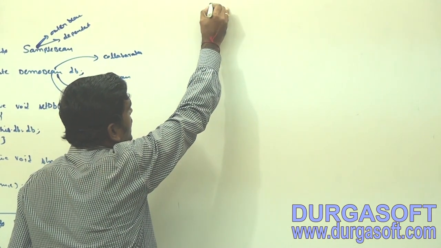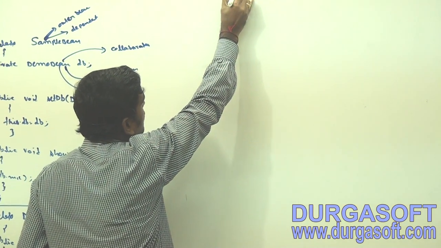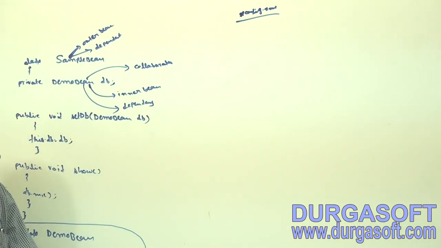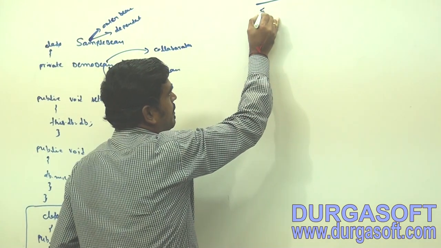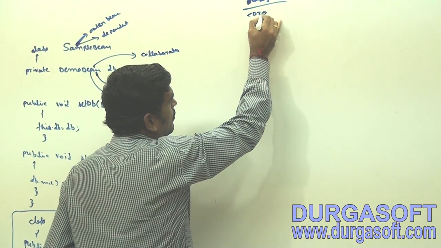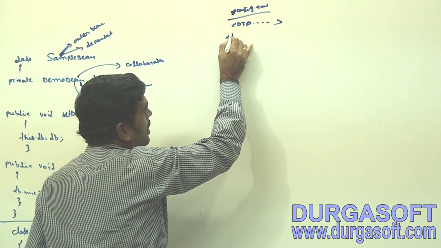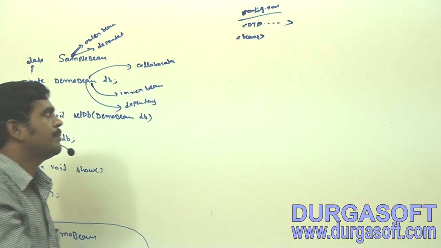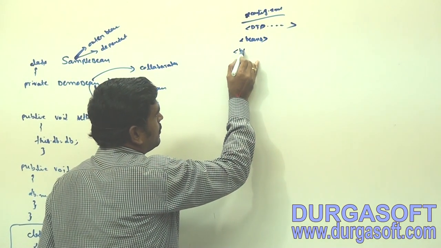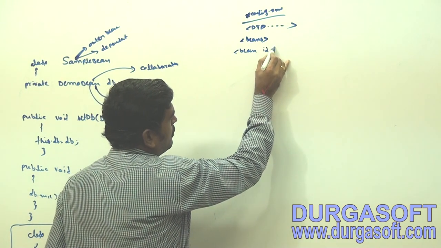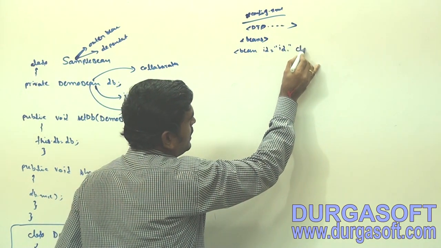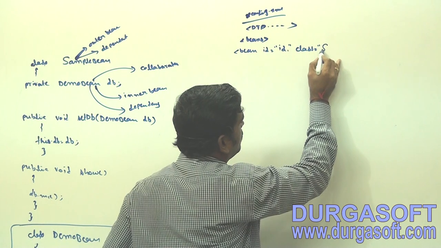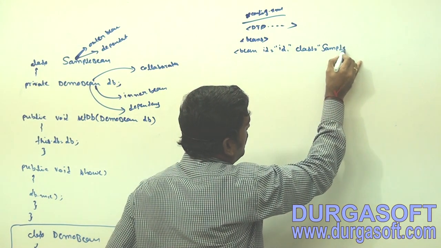This is the Spring configuration file, spconfig.xml. Under that, first of all, the DTD. Then next, the root element called beans. Under that, the sub element called bean. Bean id is equal to id1, class is equal to SampleBean.